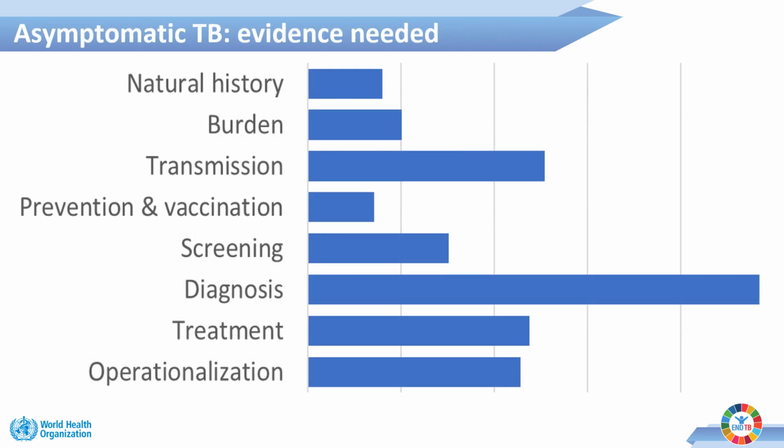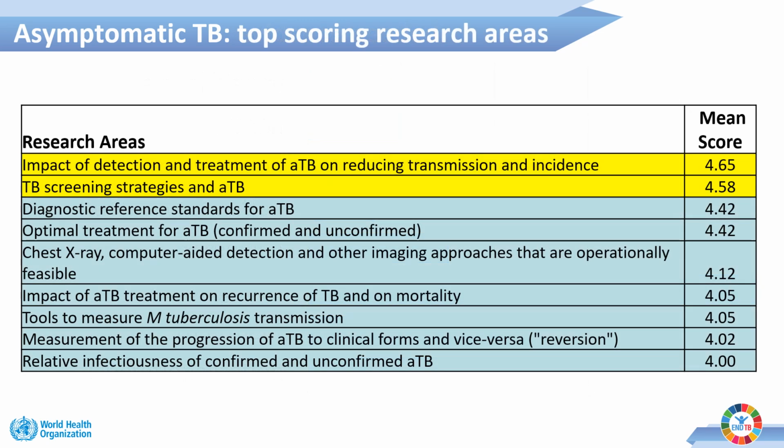As part of the consultation, meeting participants also ranked research needs by order of importance. The biggest current needs were felt to be in the space of diagnosis, followed by studies of transmission, treatment, and operationalization. Topmost among the research needs were the impact of ATB detection on TB epidemiology, TB screening strategies, diagnostic reference standards, and optimal treatment approaches.